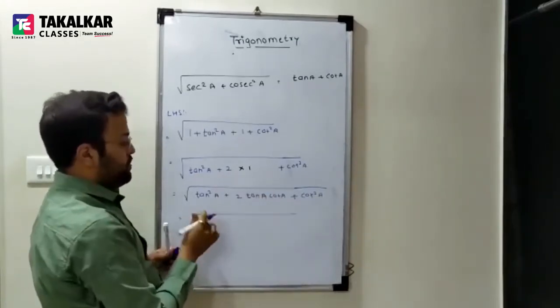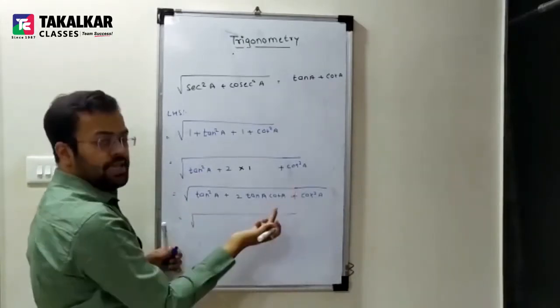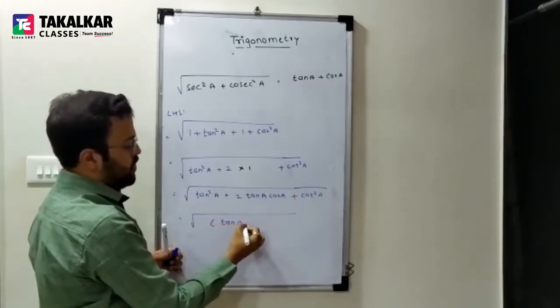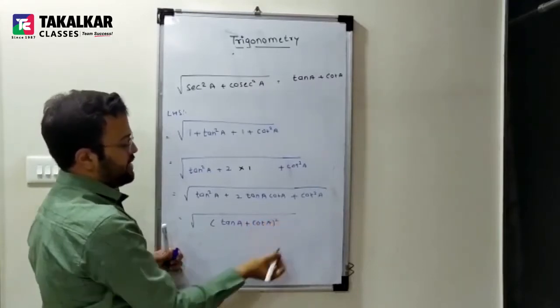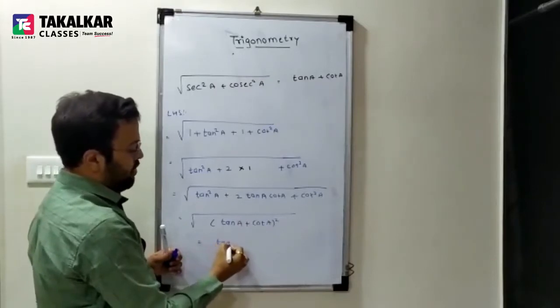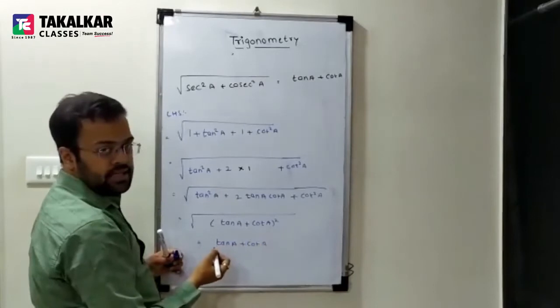ठीक से देखो. Now this in the form of a square plus 2ab plus b square. किसका फॉर्मूला ये? a plus b whole bracket square. What is here? A tan a. What is your b? Cot a whole bracket square. We know square would cancel each other. So what remain? Tan a plus cot a. Getting this, everyone?